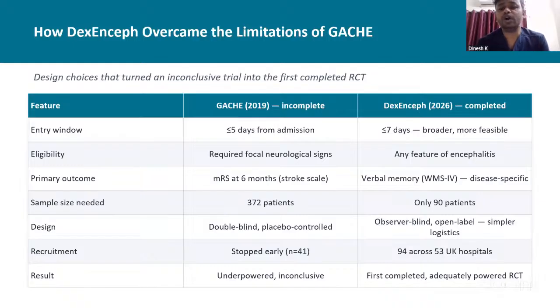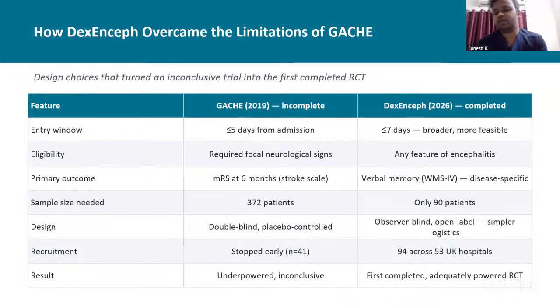If you see the primary outcome that we have already discussed, the temporal lobe is involved with verbal memory. So they chose verbal memory, a disease-specific outcome, because of which the sample size needed to recruit was only 90. And if you see the design, it was observer blind, and the patients were open. The simple logical reason is they tried to recruit what they wanted.